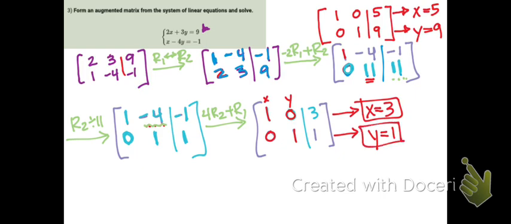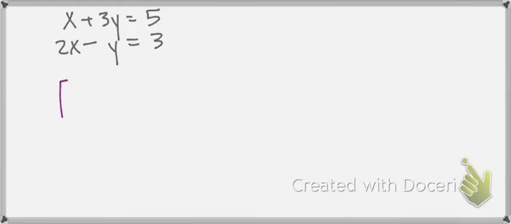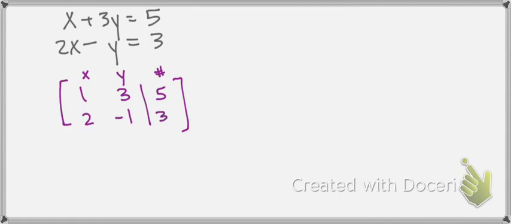Let's try one more example. So first I'm going to write it in row echelon form, again, x, y, and whatever it equals. So this first row is 1x plus 3y's equals 5, 2x's minus 1y equals 3. Okay, so our goal is to have 1, 0, 0, 1 all equal to some number, whatever those numbers are.